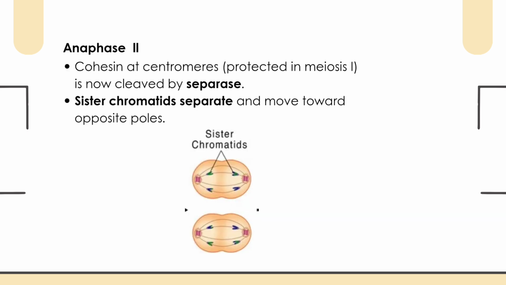Anaphase II sees cleavage of centromeric cohesin by separase, allowing sister chromatids to separate and move to opposite poles. This completes the physical separation of the duplicated DNA into distinct chromatids.